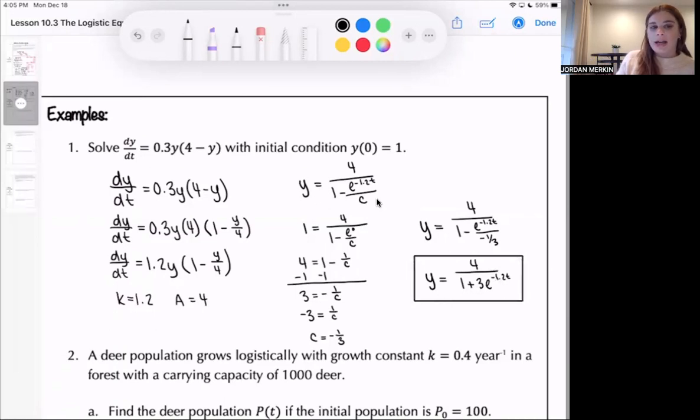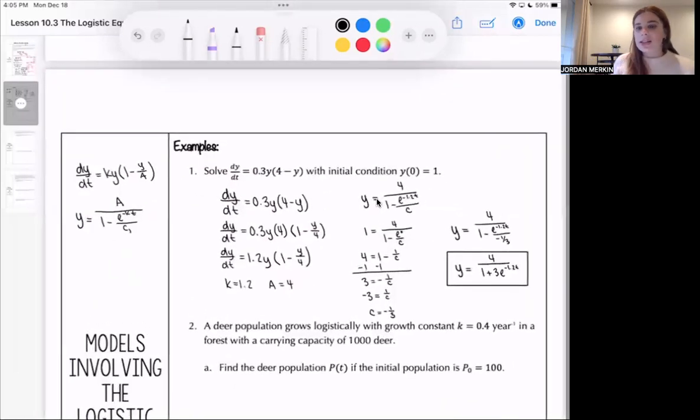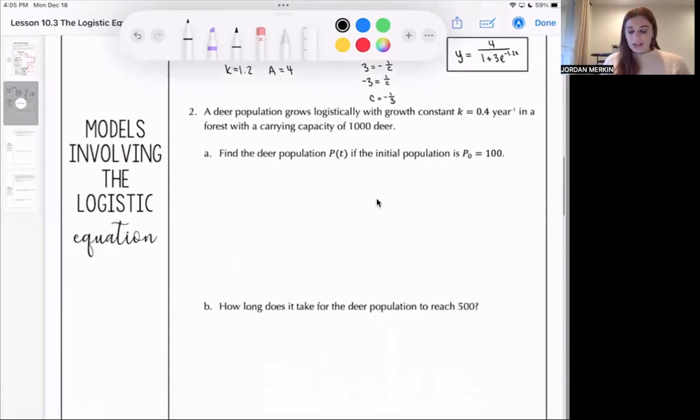So I would recommend memorizing the solution to this differential equation. It just makes these problems a lot more simple. Not saying you can't solve those differential equations, it just takes a lot of work, like I showed you in that previous example. Okay, let's take a look at number 2.